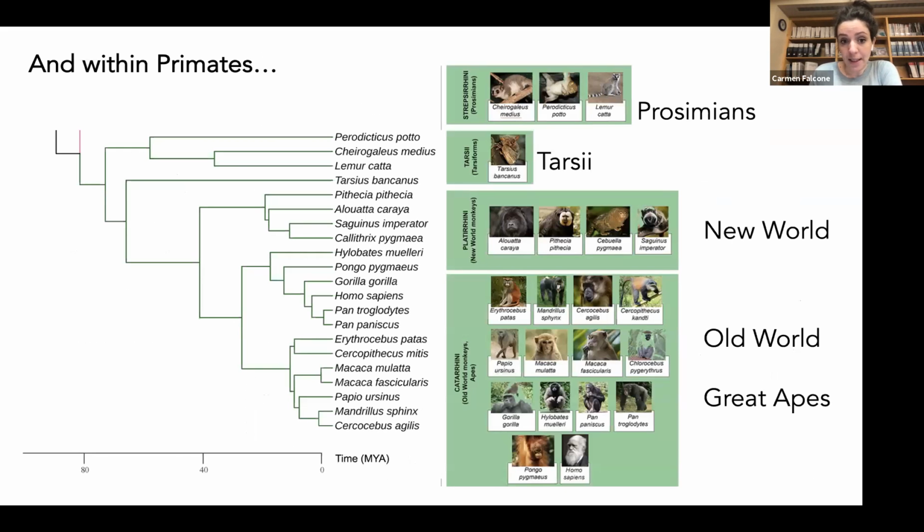And within primates, if we take a closer look at the primates, these are the primate species that we could gather for this study. So we had prosimians and tarsiers that are the most ancient primates, as you can see here, and then New World monkeys, Old World monkeys, and great apes, including also the human. So great apes are the closest relatives to humans.